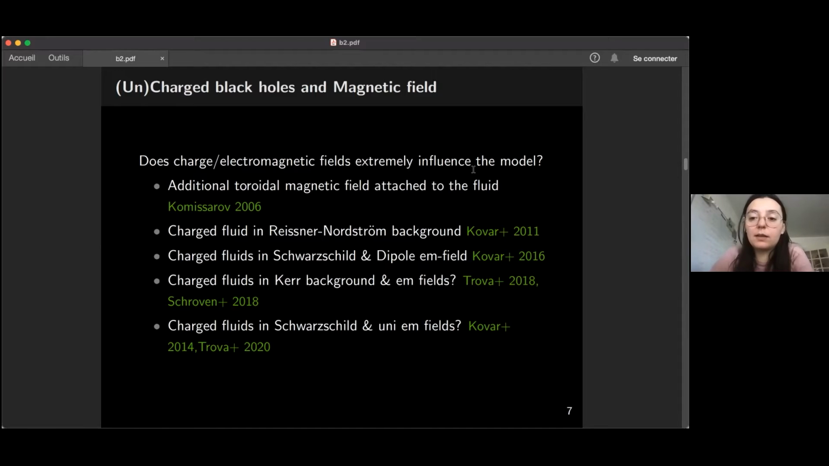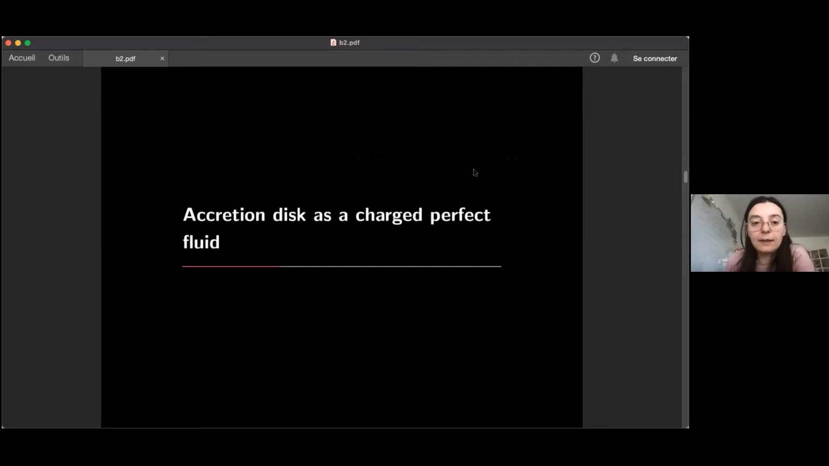So it started in 2011, and since then we studied different charged fluids with different gravitational backgrounds, such as Schwarzschild, Reissner-Nordstrom, and Kerr, and different external electromagnetic fields, dipole or uniform, for instance. So I'm going to discuss that specific model and the results that we had all along these years, the different structures we get, such as an accretion disk with a charge perfectly.